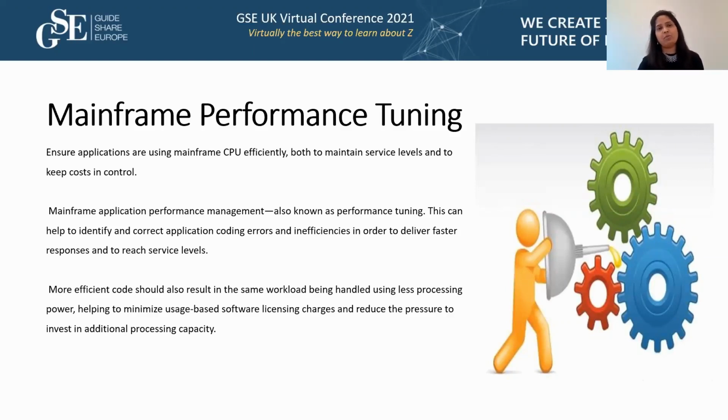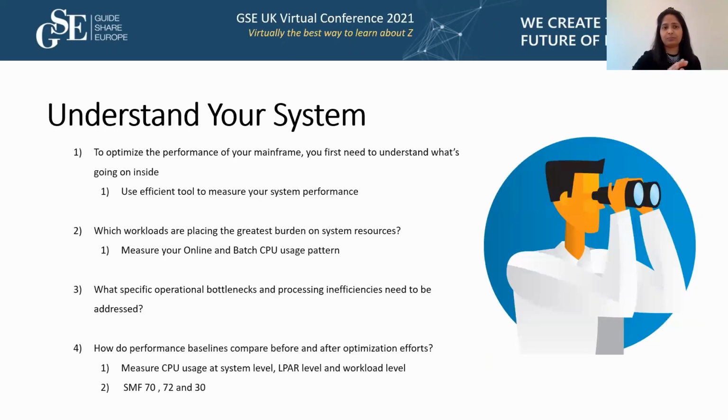Mainframe application performance management, also known as performance tuning, can help you identify and correct application coding errors and inefficiencies in order to deliver faster response and reach the service level. More efficient code should also result in the same workload being handled using less processing power, helping to minimize usage-based software licensing charges and reduce the pressure to invest in additional processing capacity.